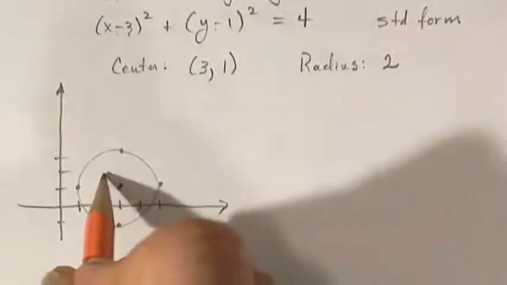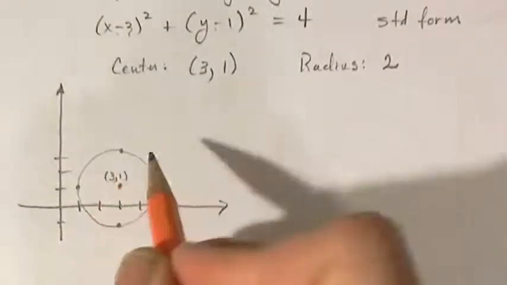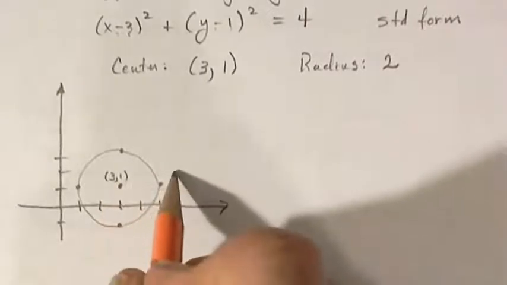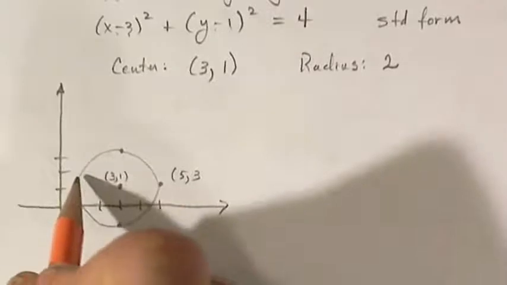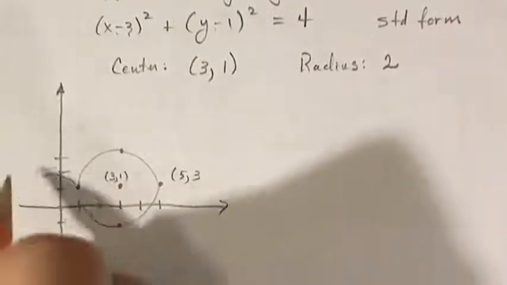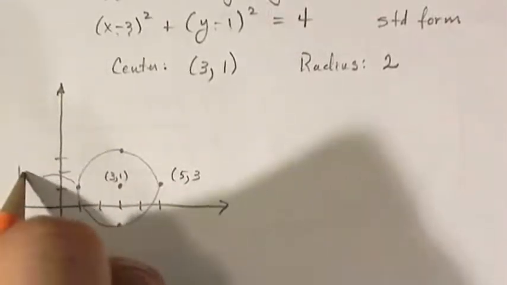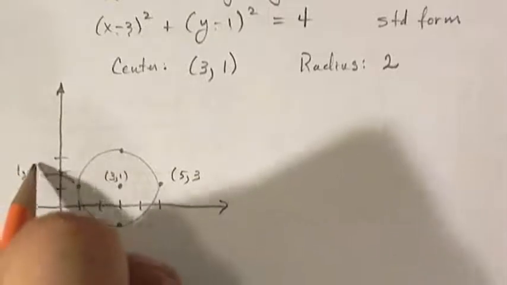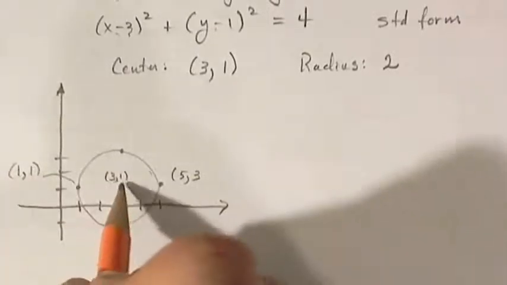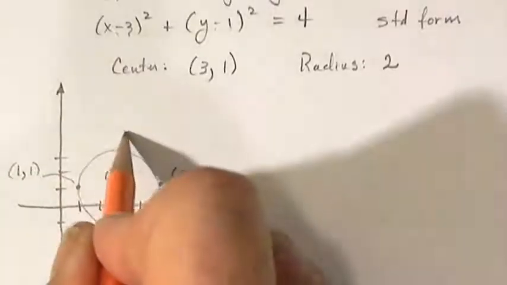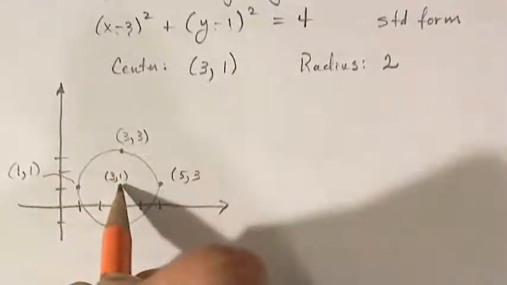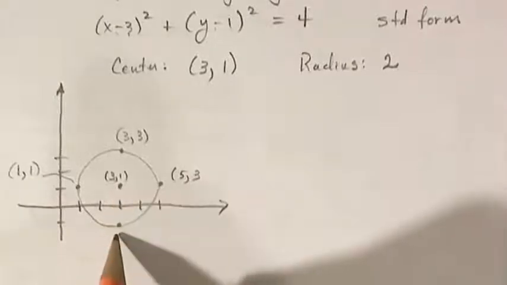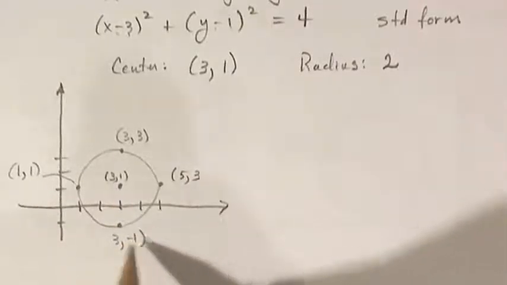So the center is at 3, 1, and this one would be 5, 3. This one here would be 1, 1. This one I'm going to add to the y, so it would be 3, 3, and this one I'm going to subtract from the y, 3 minus 1.